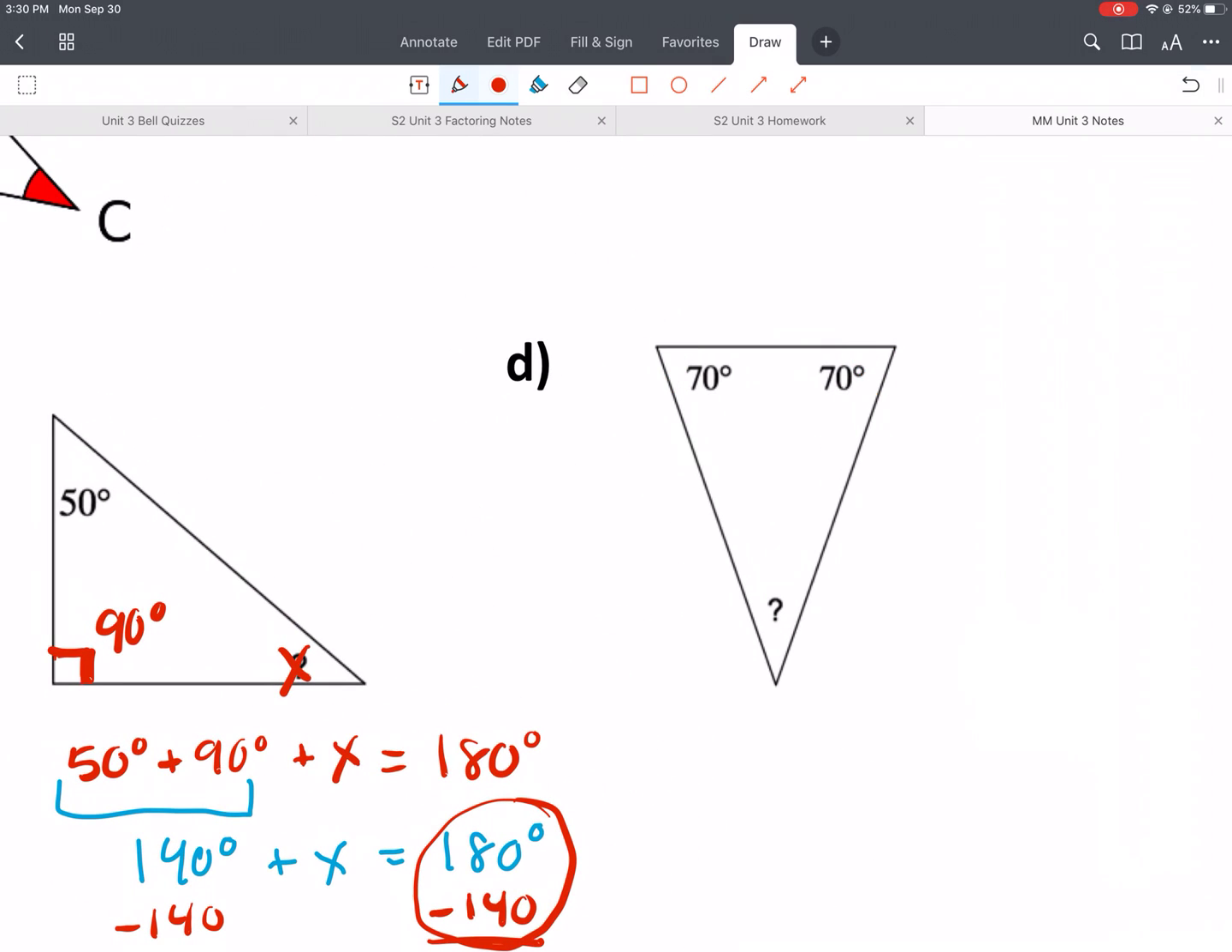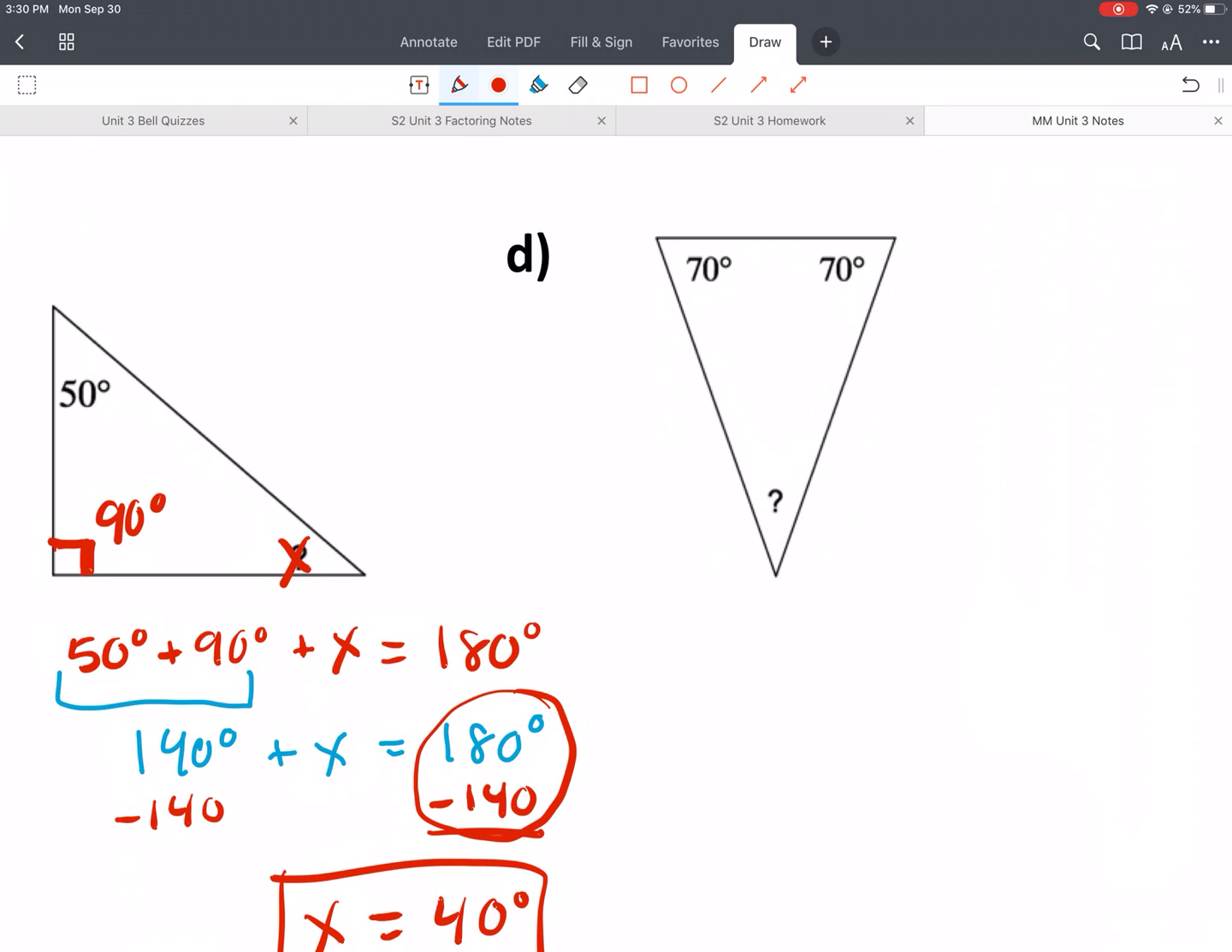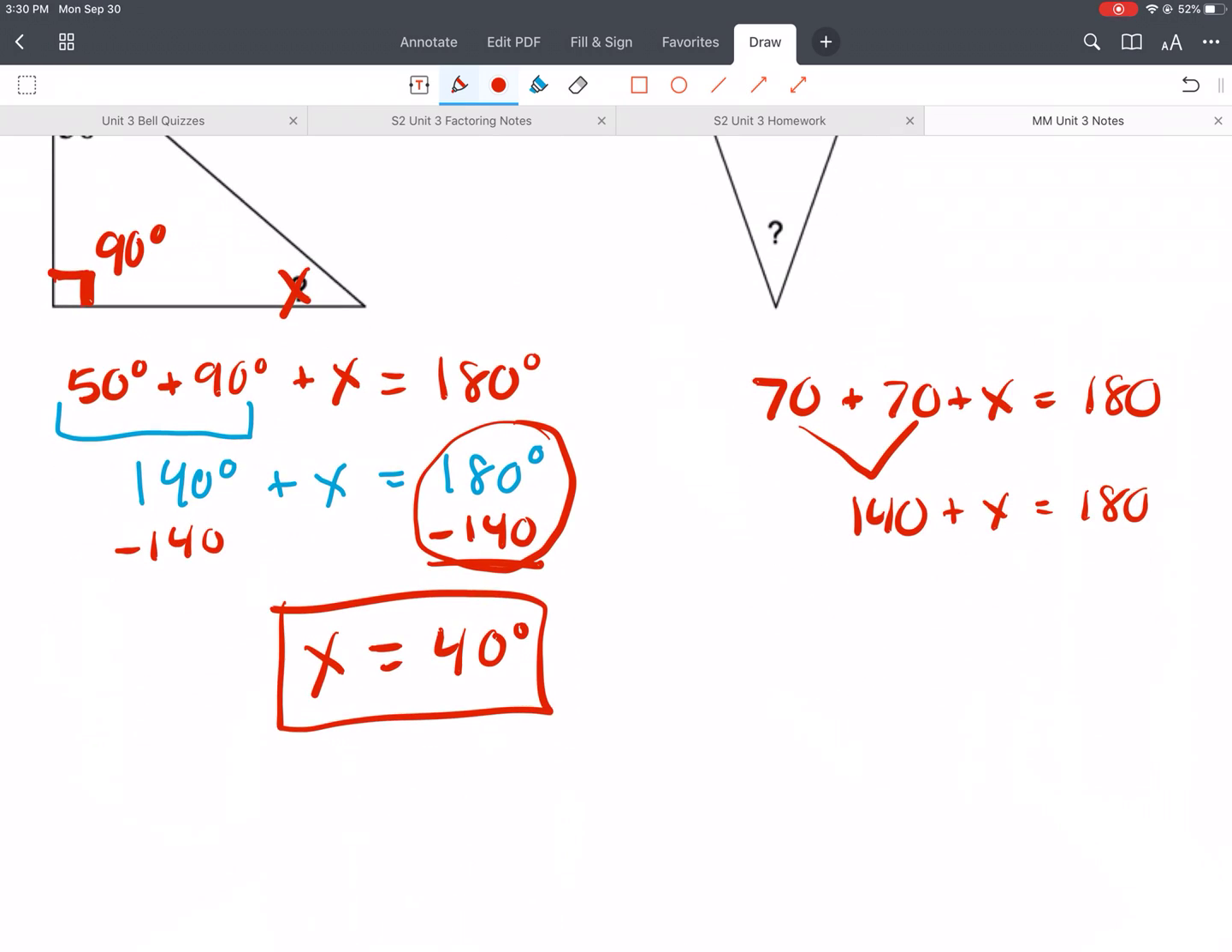But still, we're going to do the same thing. We'll do 70 plus 70 plus x equals 180. So add those together. It gives us 140 plus x equals 180. Actually, it turns out to be exactly the same. So subtract 140, and we get x equals 40 degrees.